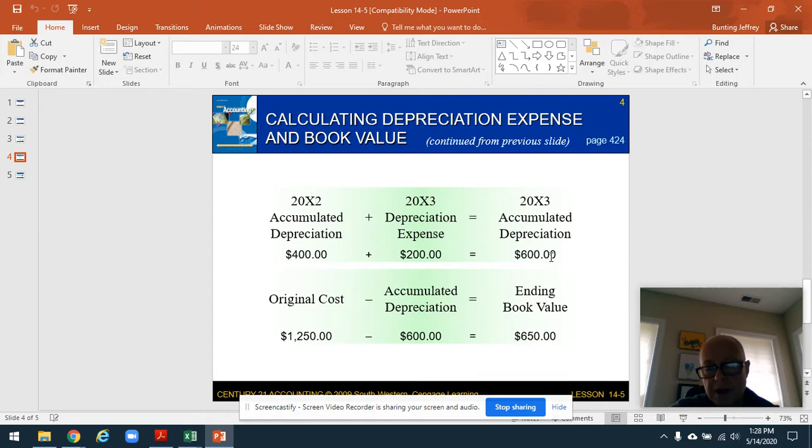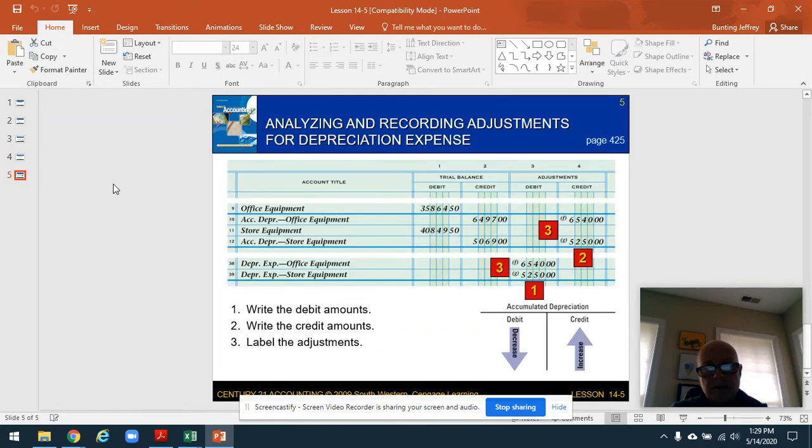So we are cleaning up here on our problem year 3. But remember, original cost was $1,250, not $1,000. So even though our accumulated depreciation here is $600, the ending book value of the asset is still $650. Why? Because it can never drop below $250. All right, and here's what the entries look like.